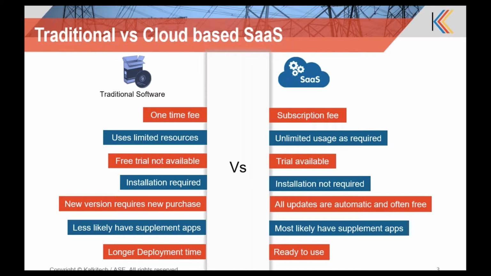Also, SaaS comes with complementary apps where you can add more applications on top of the SaaS platform, make use of the data which is available in the SaaS, and build more applications and more value additions on top of the software. While in case of traditional software, the complementary apps will be very limited or often costly.